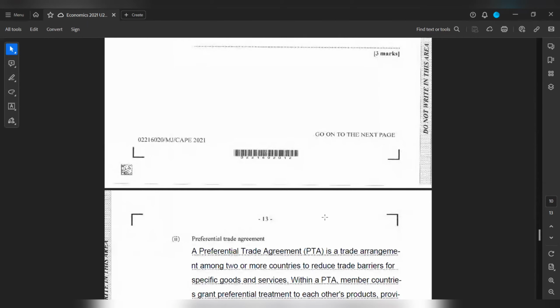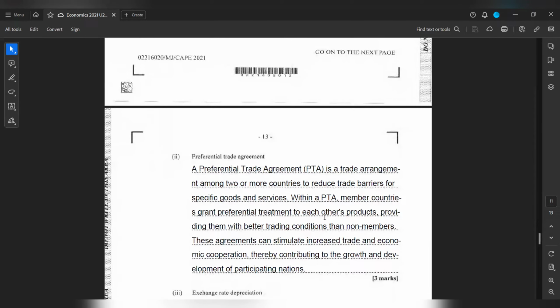Preferential trade agreement. A preferential trade agreement, PTA, is a trade agreement among two or more countries to reduce trade barriers for specific goods and services. Within a PTA, member countries grant preferential treatment to each other's products, providing them with better trading conditions than non-members. These agreements can stimulate increased trade and economic cooperation, thereby contributing to the growth and development of participating nations.